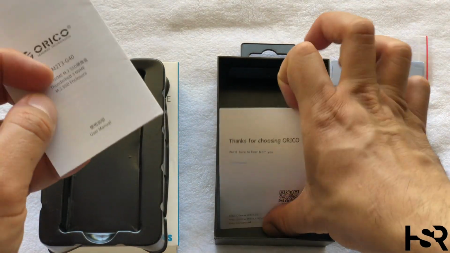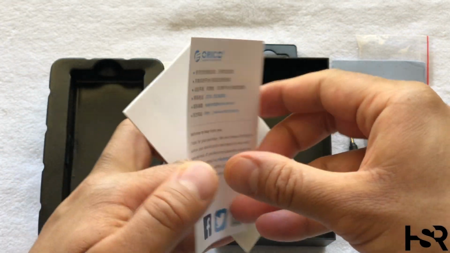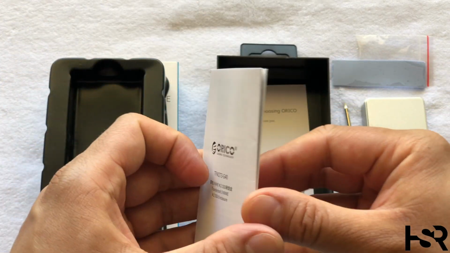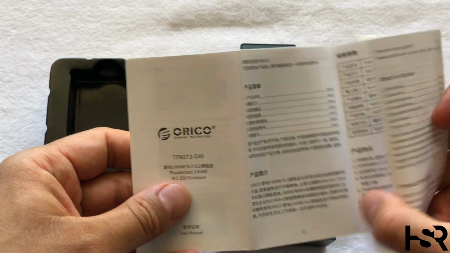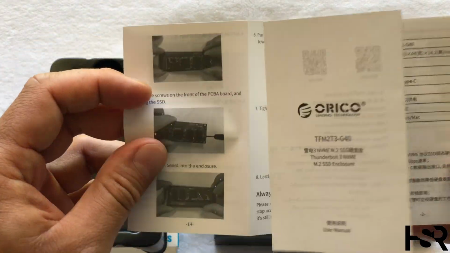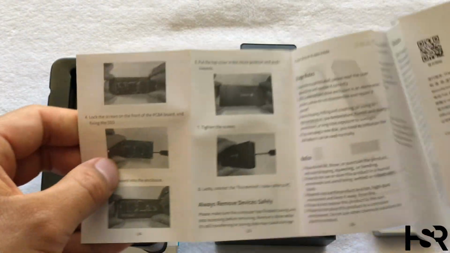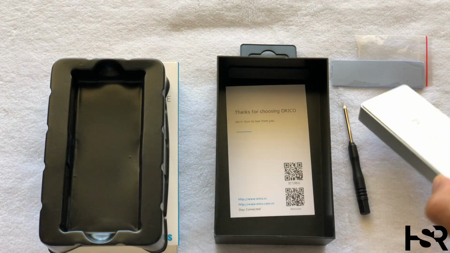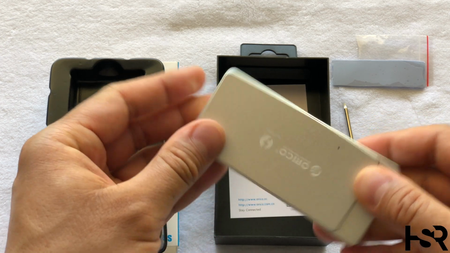Okay, you get a bit of a thank you card from them, which is nice. Okay, and also basically I think the setup, how to set this up. Alrighty, that's basically it. That's the unboxing. Okay.